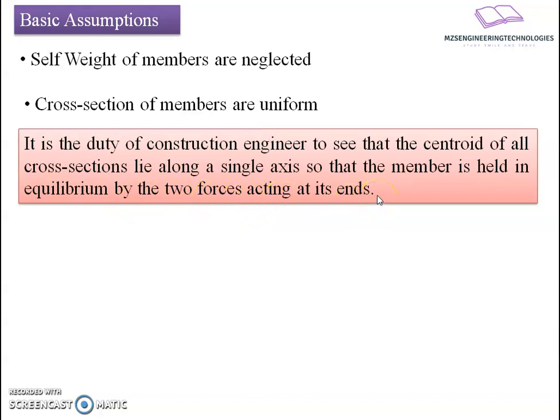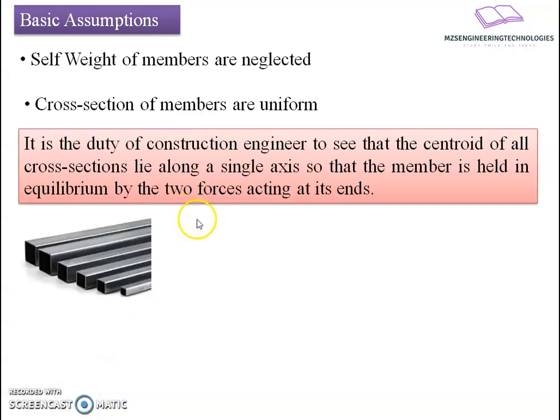So it becomes the job of the construction engineer to ensure that the centroids of all such cross sections lie on a single axis, so that there is a surety that the members are subjected to two forces at the ends only, and they are in equilibrium.